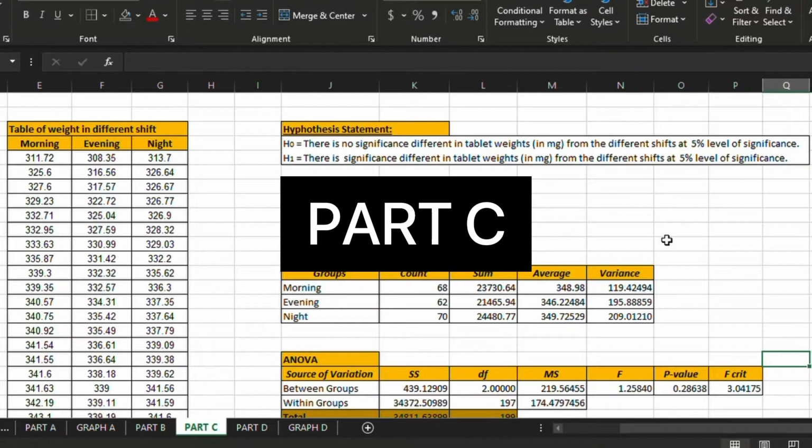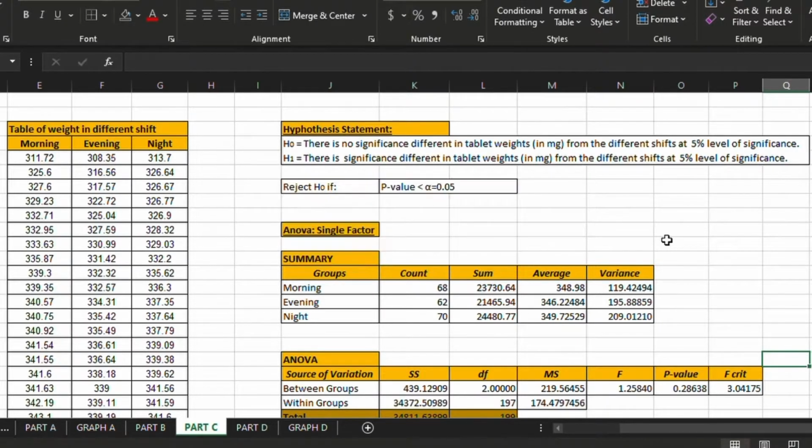Next, I will explain part C, which is we need to comment on whether there is any significant difference between tablet weight in milligram from the different shift. In this question, we are required to apply data analysis, which is analysis of variance, ANOVA method, where we are going to use 0.05 significance level or alpha equal to 0.05.